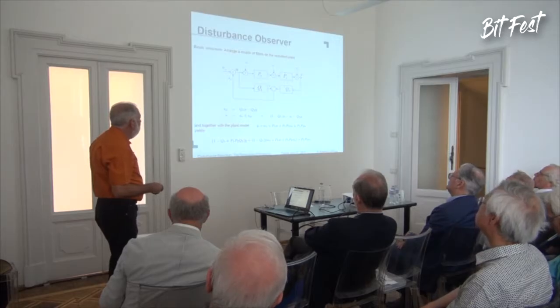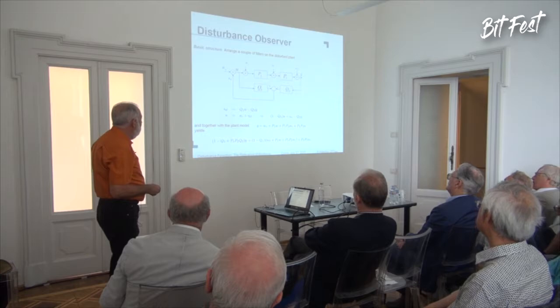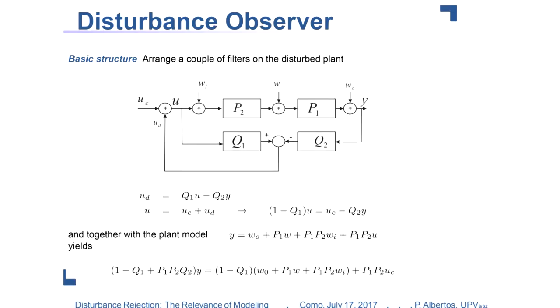So if we do that, and we put it together with the model of the plant, we get to this expression here. And you see here that in some cases, we can get that Y depends only on UC, if all these terms can be cancelled.